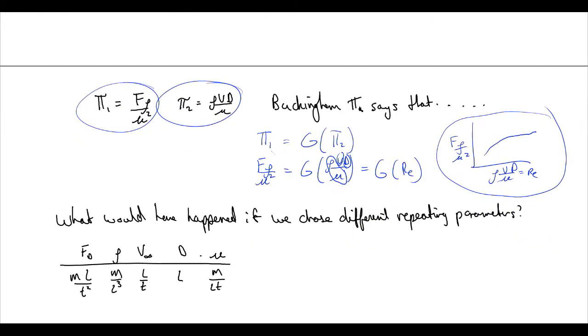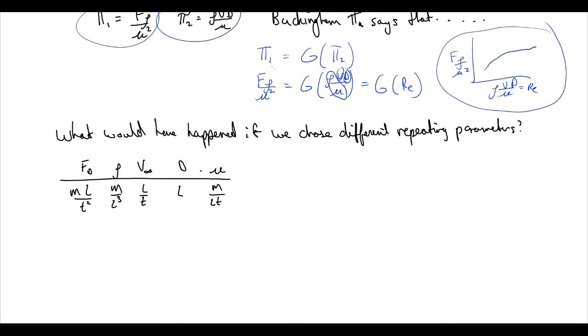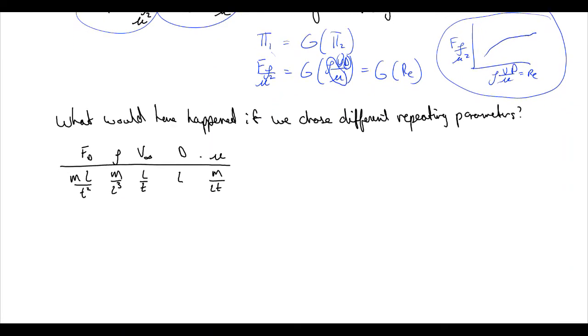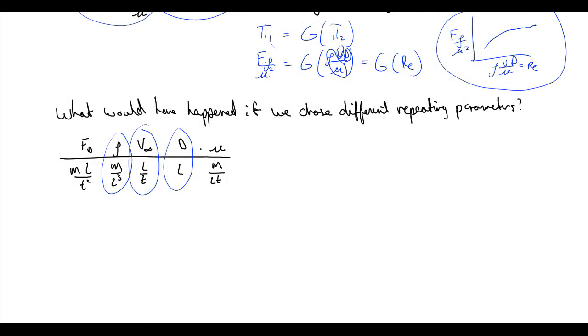So let's choose some different repeating parameters and see what happens. Let's do this practice again, only choosing rho as a repeating parameter, v as a repeating parameter, and d as a repeating parameter. So first, before we move on, let's check and make sure this meets all of our requirements. Do we have all of our physical dimensions represented? We have mass, length, and time. Good. We have all of them.